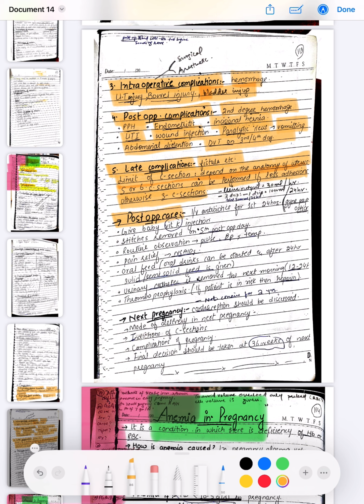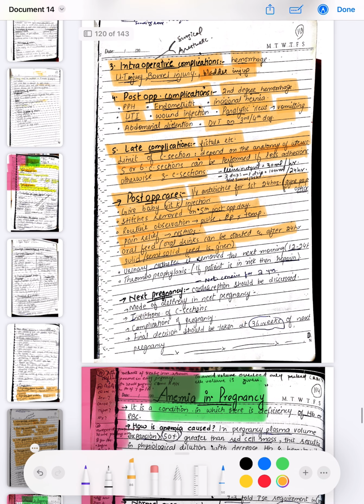The post-op care should be done, that is intravenous antibiotics for the first 24 hours. Then give the baby a vitamin K injection. Stitches are removed on the 5th post-op day. Routine observation is done, that is pulse, BP, and temperature. For pain relief, NSAIDs are given. Oral drinks can be started, and after 24 hours solid or semi-solid feed is given. The urinary catheter is removed the next morning, that is 12 to 24 hours, and thromboprophylaxis is done; if the patient is at risk, then heparin is given.